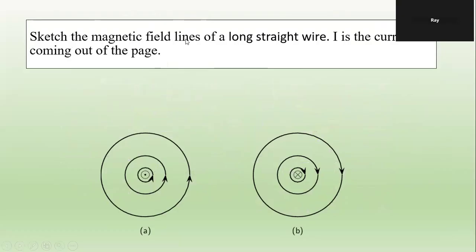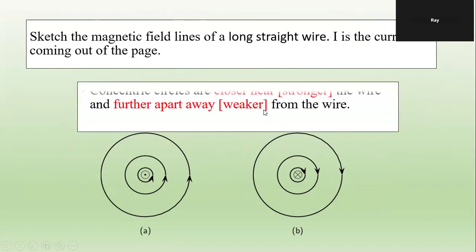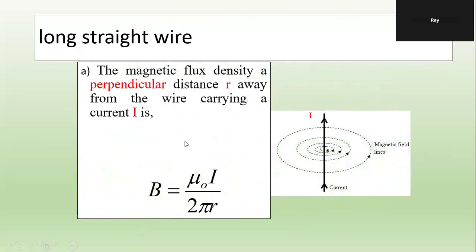Sketch the field lines of a long straight wire. I is a current coming out of the page, so it's anti-clockwise. This one is going into the page, the current, so it's clockwise. Closer together near the wire, further apart to show a weaker field. Don't worry about the formula, it's not required anymore.